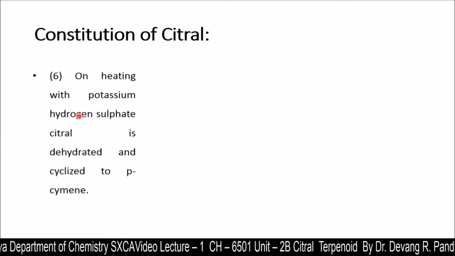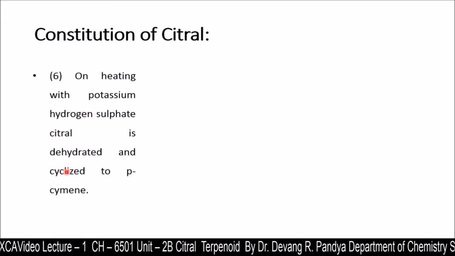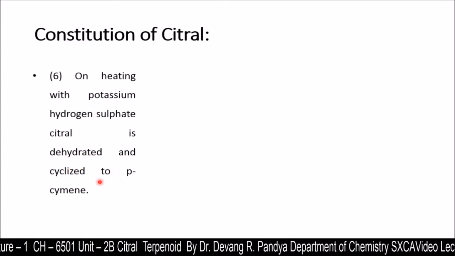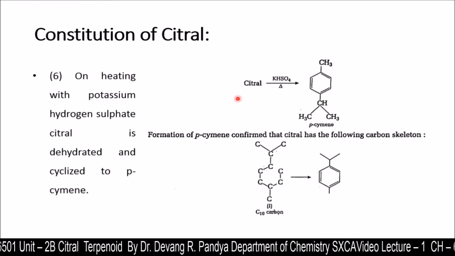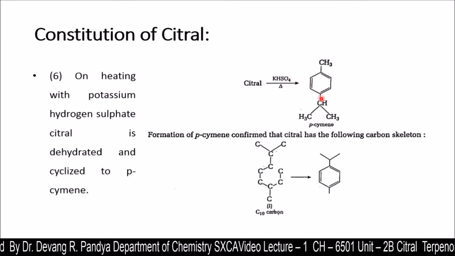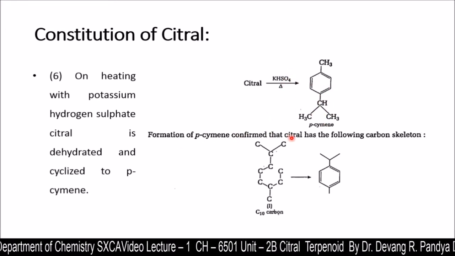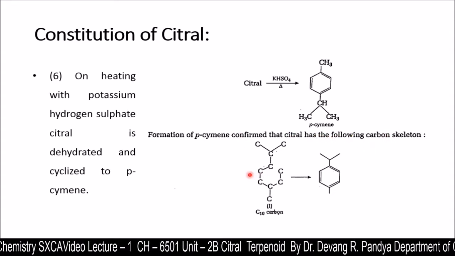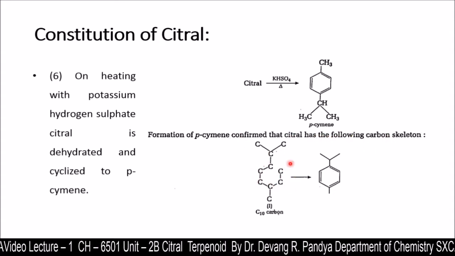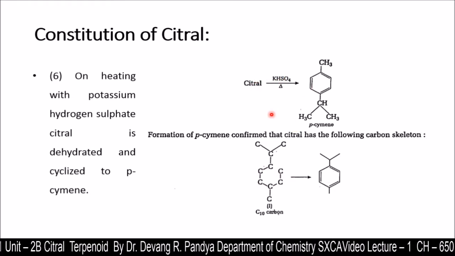On heating with potassium hydrogen sulfate, citral is dehydrated and cyclized to p-cymene. So here citral, on heating with potassium bisulfate, gives p-cymene. Formation of p-cymene confirms that citral has a carbon skeleton of C10. This is the carbon skeleton present in citral, proved by this reaction.